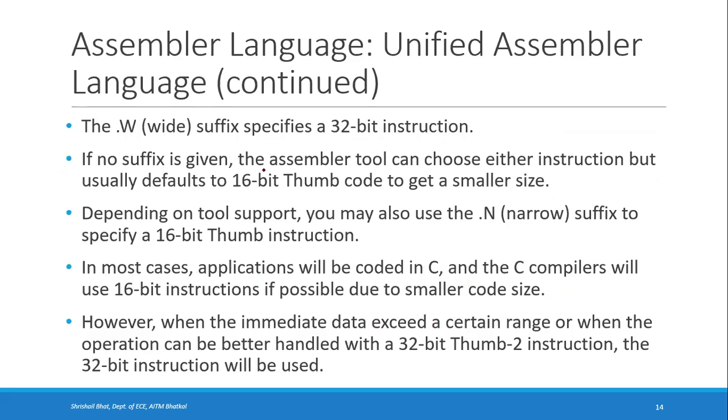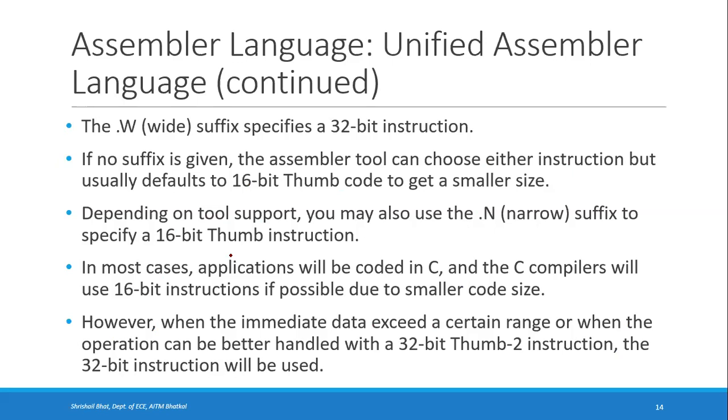If no suffix is given, the assembler tool can choose either instruction, that means either 16-bit or 32-bit. It usually defaults to 16-bit Thumb code, so you get a smaller size. Depending on the tool support, you may also use the .n suffix to specify a 16-bit Thumb instruction.